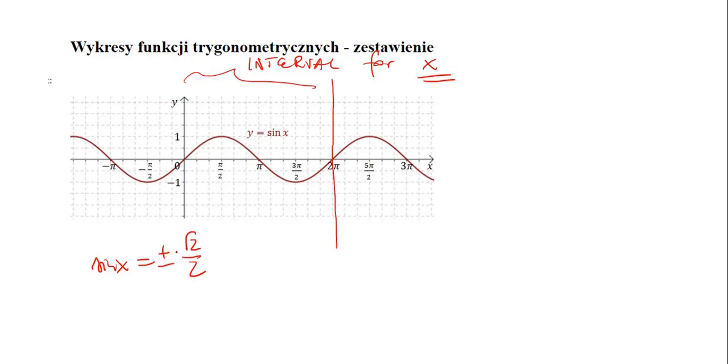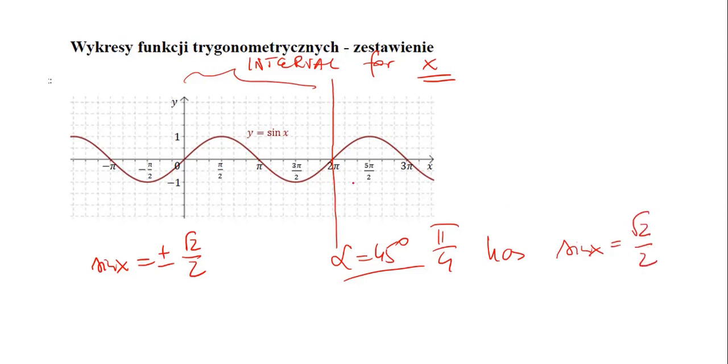Okay, so which angles have this sine? I think, of course, that you know already. So it's 45 degrees. So pi over 4 has sine x equal to square root of 2 by 2. So where do we have pi over 4? So this is pi over 2, so like in the middle, right? So here, and then here it's going to be pi over 2 plus pi over 4, so it is 2 plus 1, 3/4 pi.